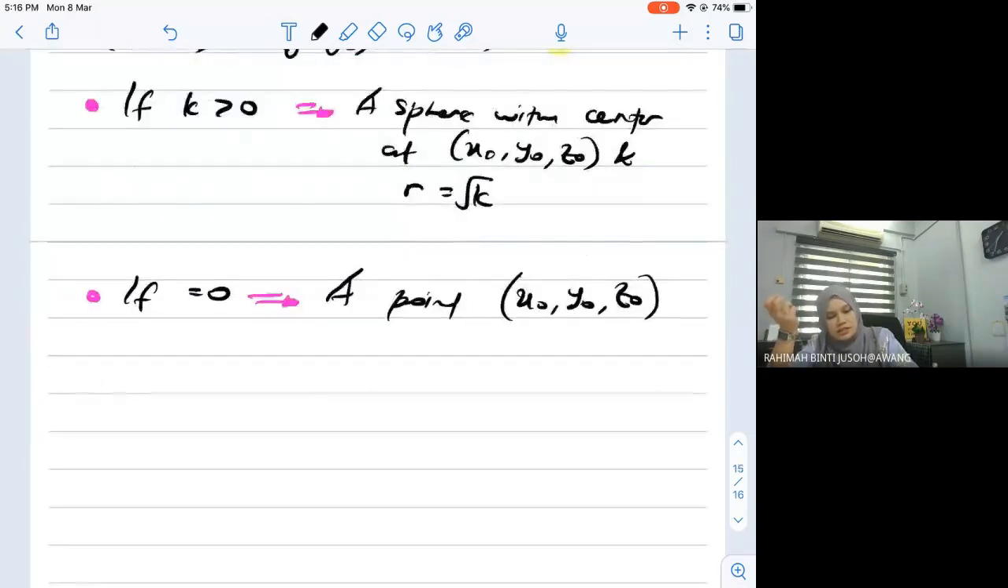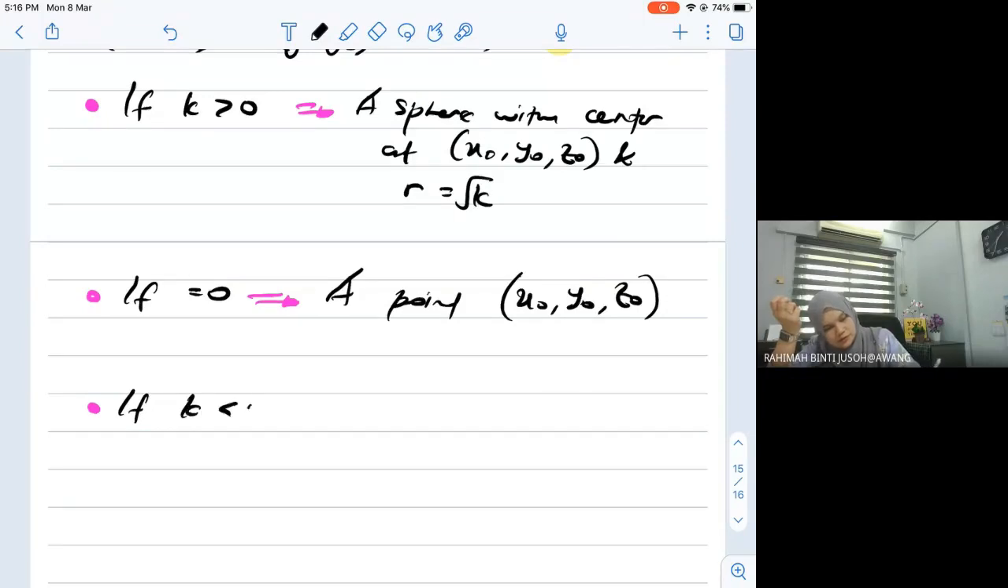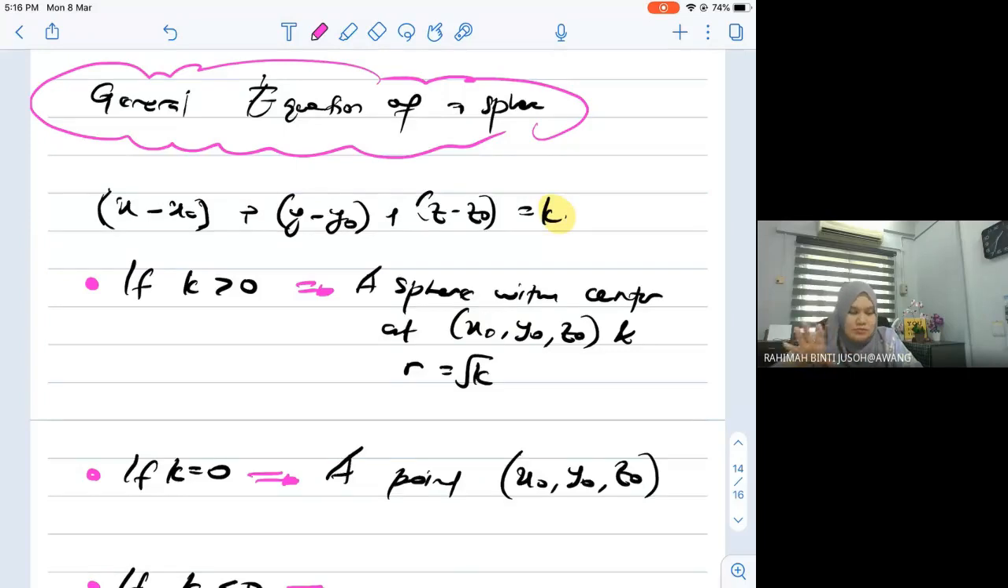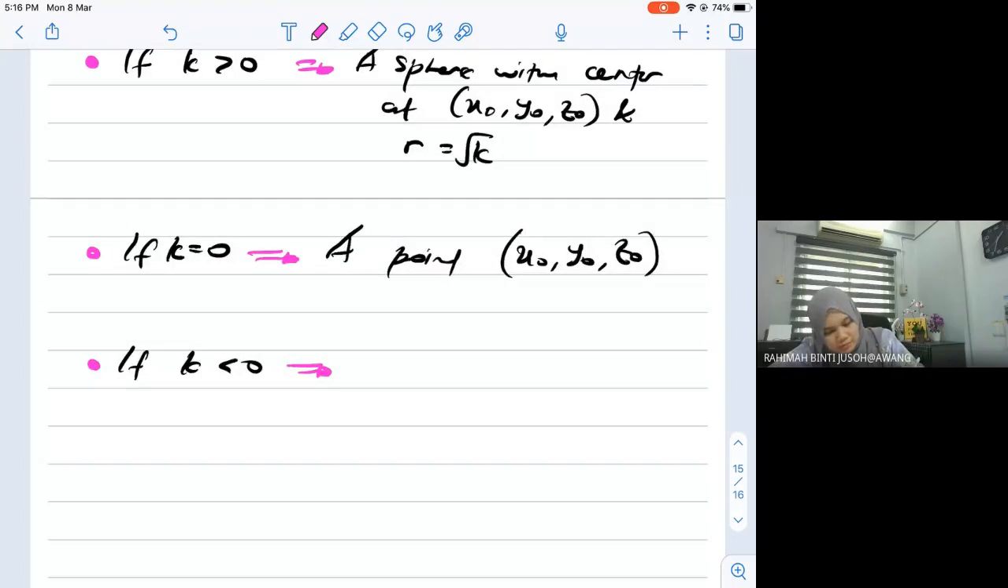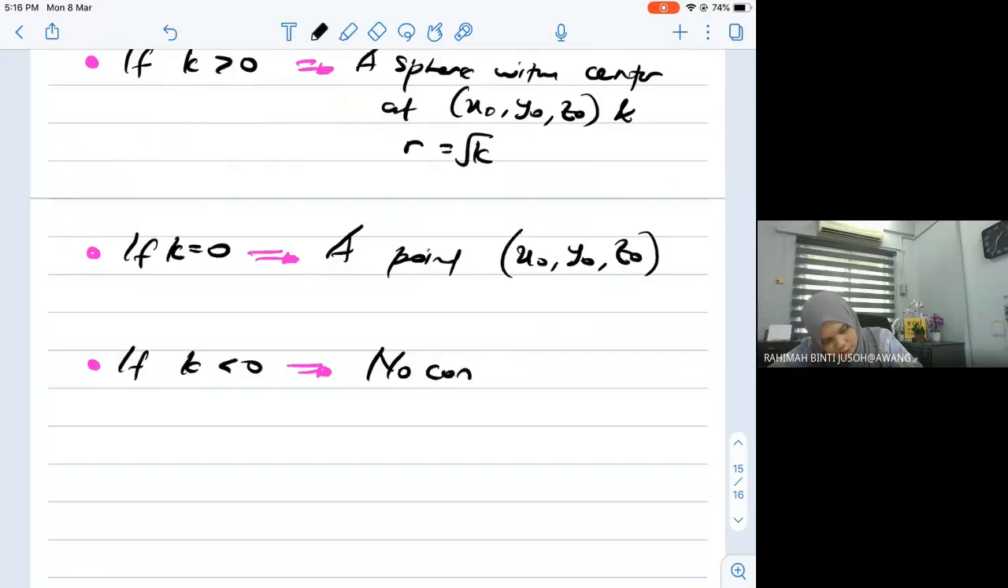Okay. Next, what happens if we have k less than 0? Maksudnya bila you kira-kira, you dah buat completing the square whatsoever, you dapat nilai negatif. Which means that no conclusion. Kalau you dapat negatif, maksudnya tak ada conclusion. No graph. Tak ada graph pun. Tak ada lukis pun.